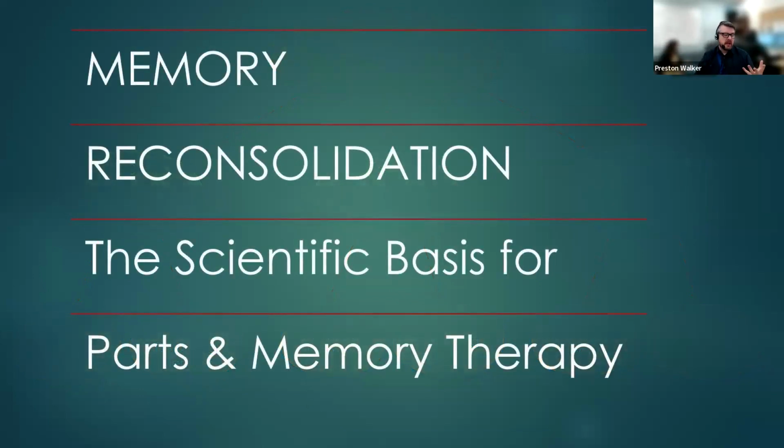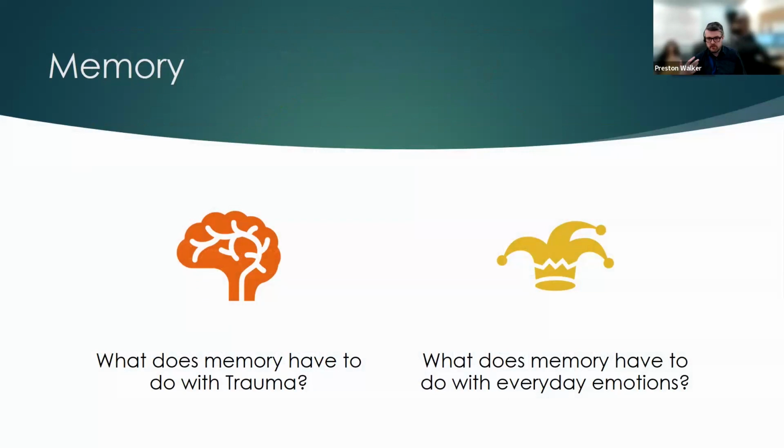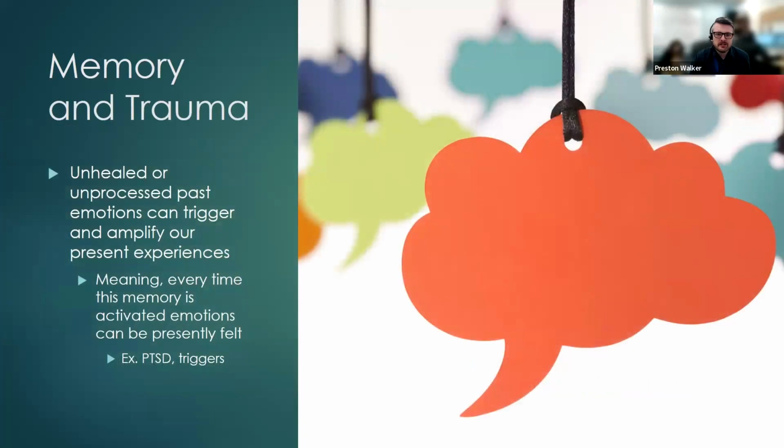Okay, so how does this work? I'm going to talk about memory reconsolidation. This is the scientific basis of why parts of memory therapy works. If we think about memory, what does it have to do with trauma? What does memory have to do with everyday emotions? It has almost everything to do with trauma. Our unhealed past memories exacerbate our present experience when we get triggered, but it doesn't have to be just trauma. That's also just emotional learning.